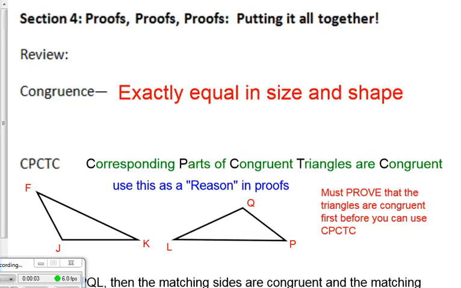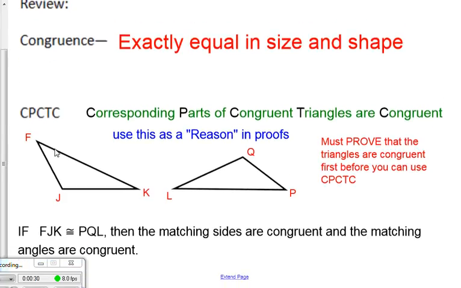All right, section 4 of Unit 3 is all about proofs. Before we begin, let's review a couple terms here. Remember, congruence means that things are exactly equal in size and shape. It's like saying we have the exact same triangle or the exact same square, whatever shape it is. Not only is it the exact same looking shape with all the same angles, but they're all the exact size as well. So all the sides are the same measure.